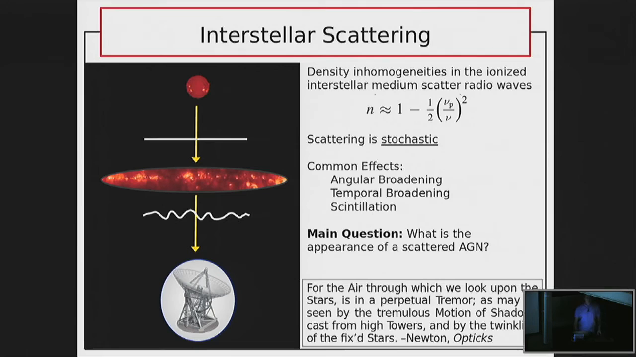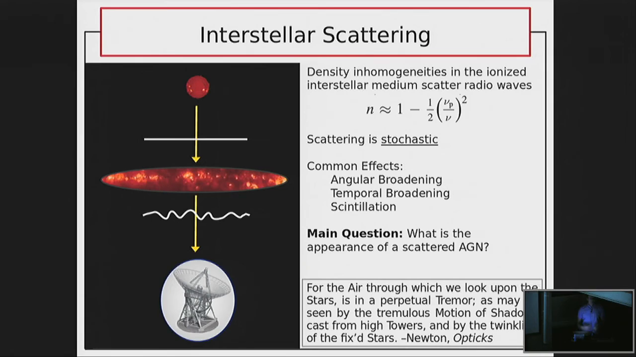The interstellar medium contains regions of ionized and turbulent plasma. Because the index of refraction in a plasma depends on density, these regions scatter radio waves. The important thing I want to emphasize right off the bat is that the scattering is stochastic. It's from these irregular regions, and it produces a number of common effects. One is that if you look at an object through the scattering material, the image appears broadened on the sky. It gets blurred out.